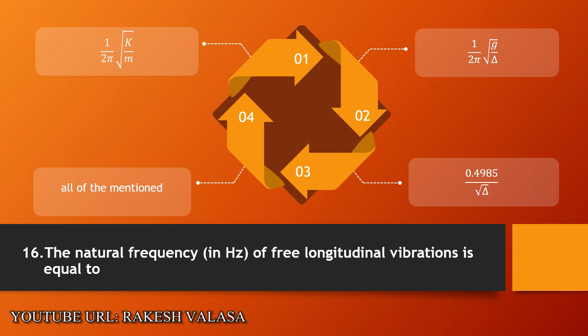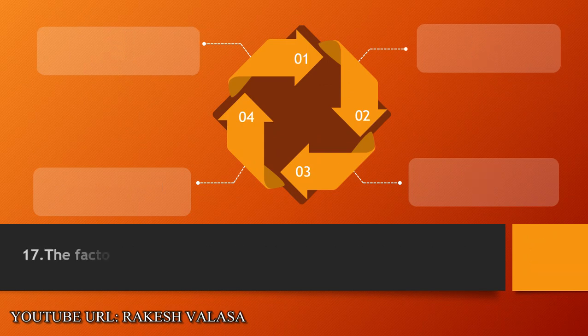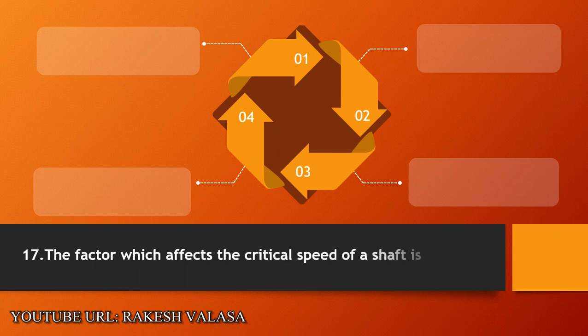The correct answer is option 4, all of the mentioned. Question number 17. The factor which affects the critical speed of a shaft is: option 1, diameter of the disc; option 2, span of the shaft; option 3, eccentricity; option 4, all of the mentioned.